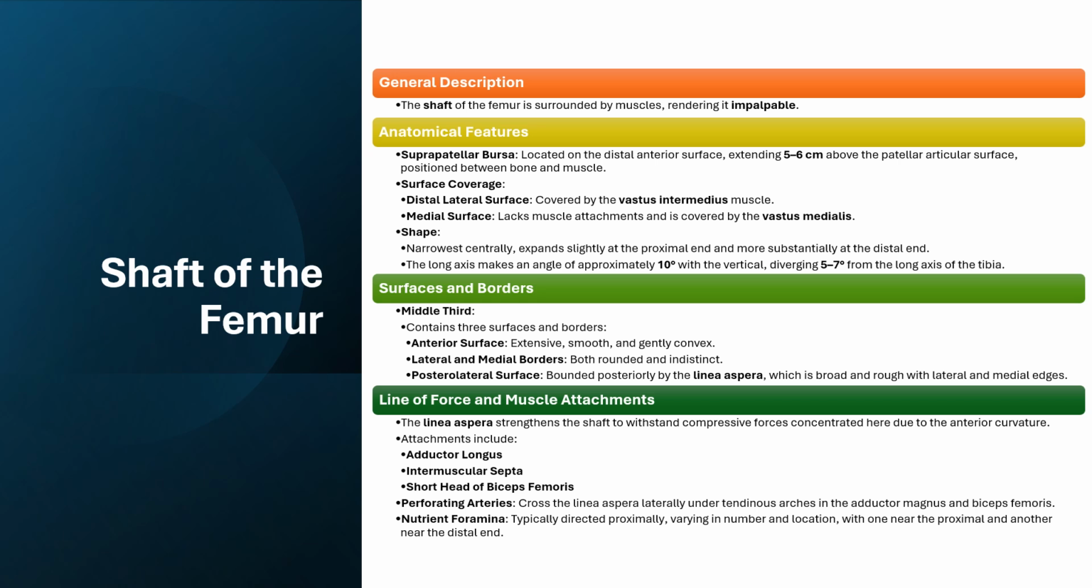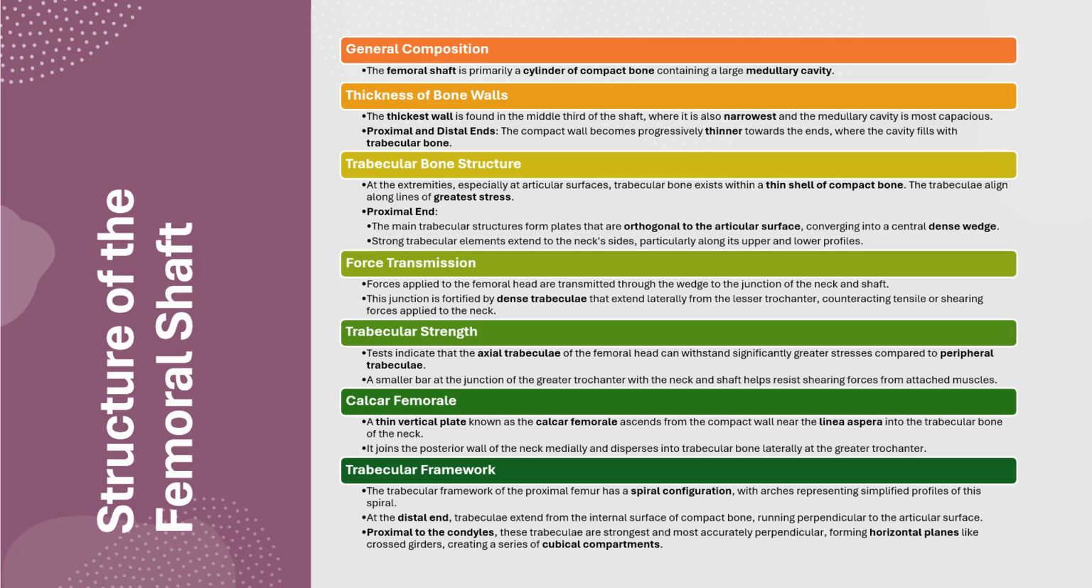Line of force and muscle attachment: the linea aspera strengthens the shaft to withstand compressive forces concentrated here due to the anterior curvature. The attachments include the adductor longus, intermuscular septa, short head of biceps femoris, perforating arteries, and the nutrient foramina.